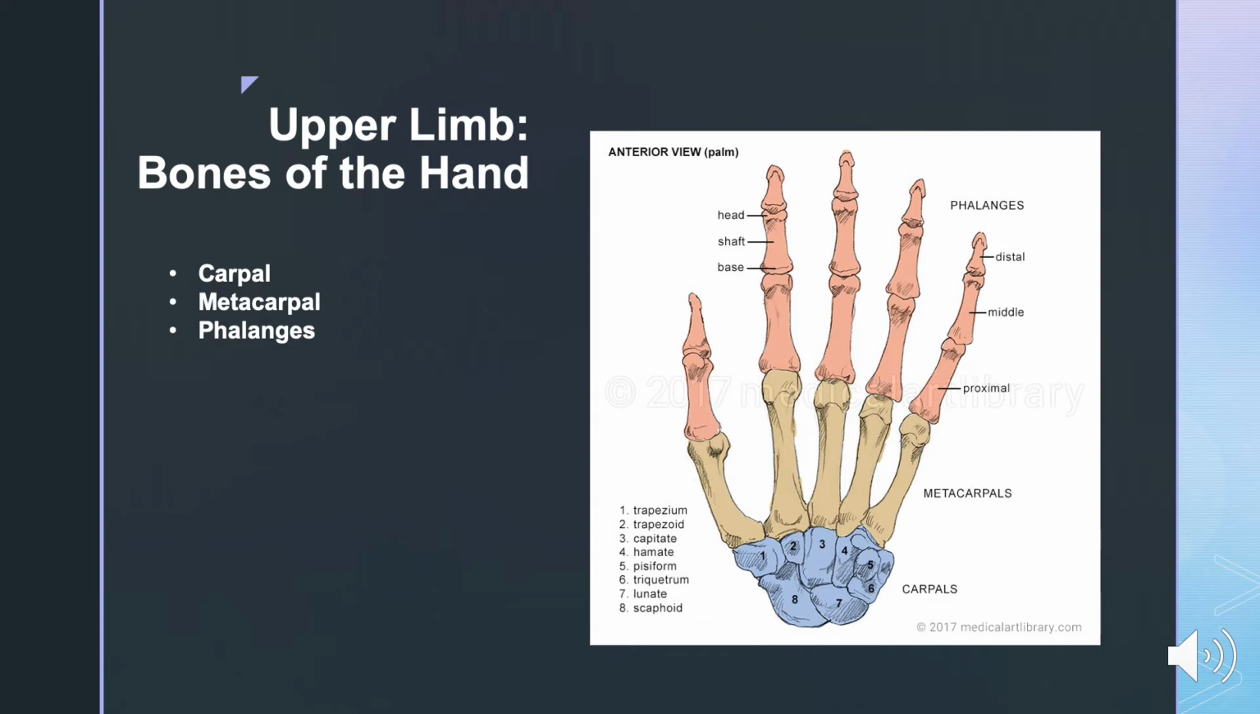Finally, on to the bones of the hand. There are many bones in the hand, but in general, there are just 3 divisions. You have carpal bones, which are the wrist in blue, metacarpals, which are the palm region in yellow, and phalanges, which are red in your fingers. Phalanges can be further divided into proximal, middle, and distal phalanges. That's pretty much all you're going to have to know for bones of the hands, and that finishes upper limb.